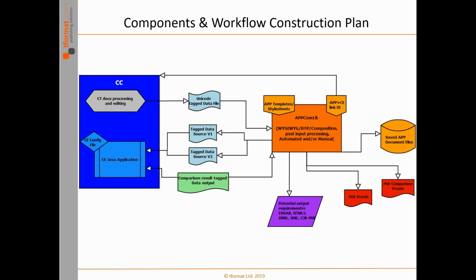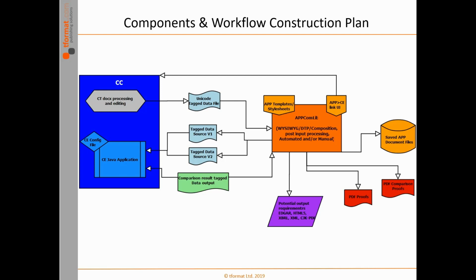So we came up with a workflow plan and the components that would be required for it to work. On the left-hand side, we have our partner product CC. Now within CC, we have numerous components. The first one is CT. Now this is a conversion tool, a docx processing and editing environment where you can pick and choose what you want to bring through, how you want it to look, and how you style up the content that you bring through, and clean up the document at the same time.